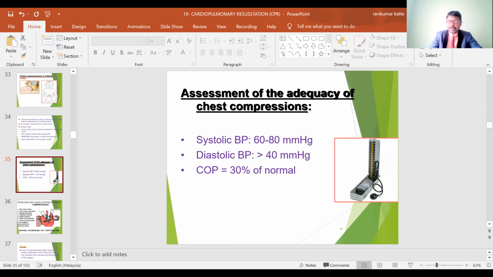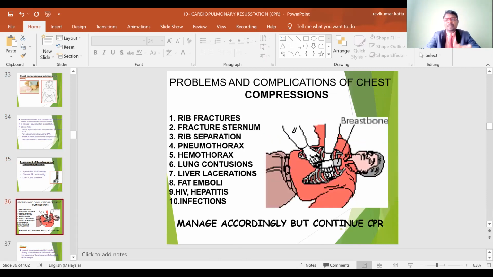While doing CPR, some problems may arise. Giving the compressions may cause other complications, especially in people who have met with an accident, road traffic accidents, or high violence. They may get fractures, especially rib fractures and fracture of the sternum, rib separations, and pneumothorax, which means air may enter into the lungs.